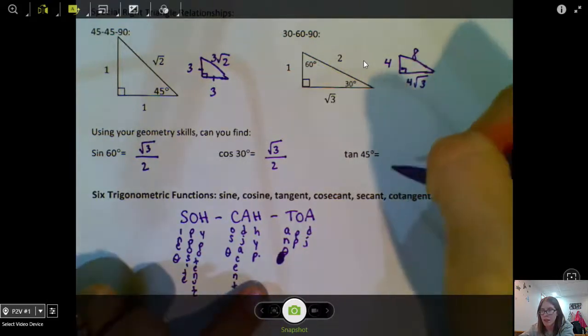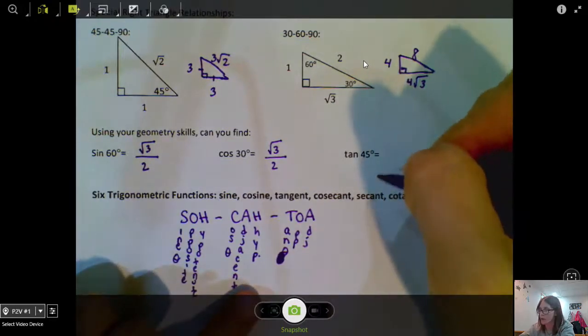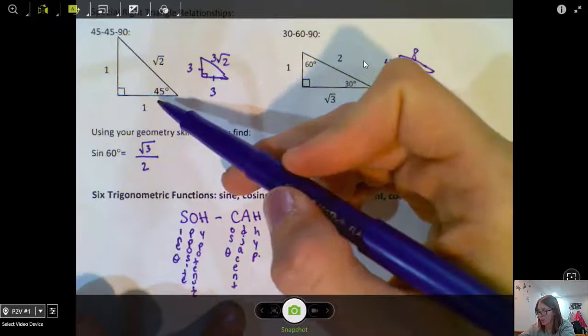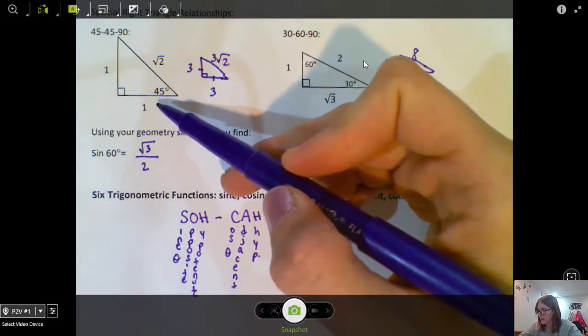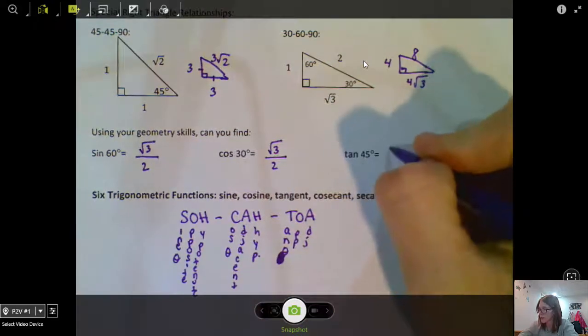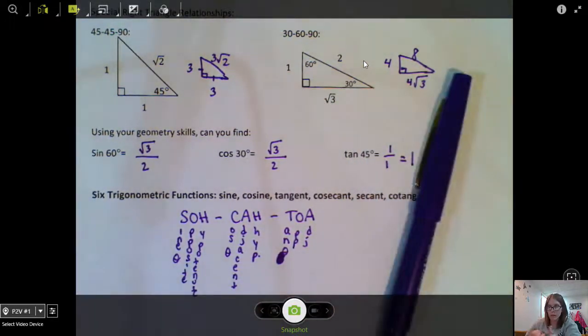And then the tangent of 45 degrees is opposite over adjacent. Well, let's look at our 45-degree angle here. My opposite side is 1. The adjacent is 1. 1 over 1 is 1. Okay? So hopefully this helps you remember how those special right triangles work, and also SOH-CAH-TOA.